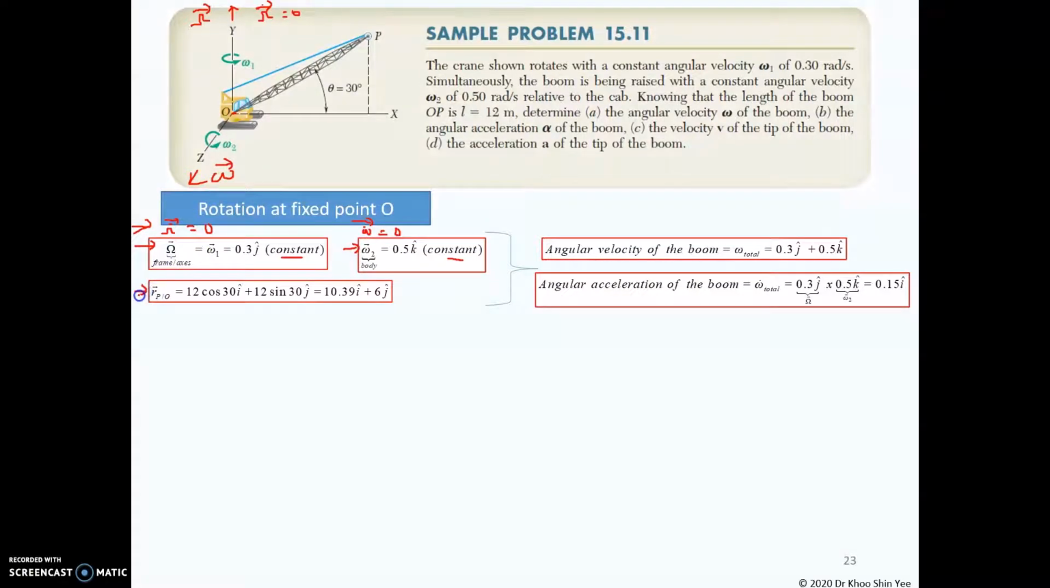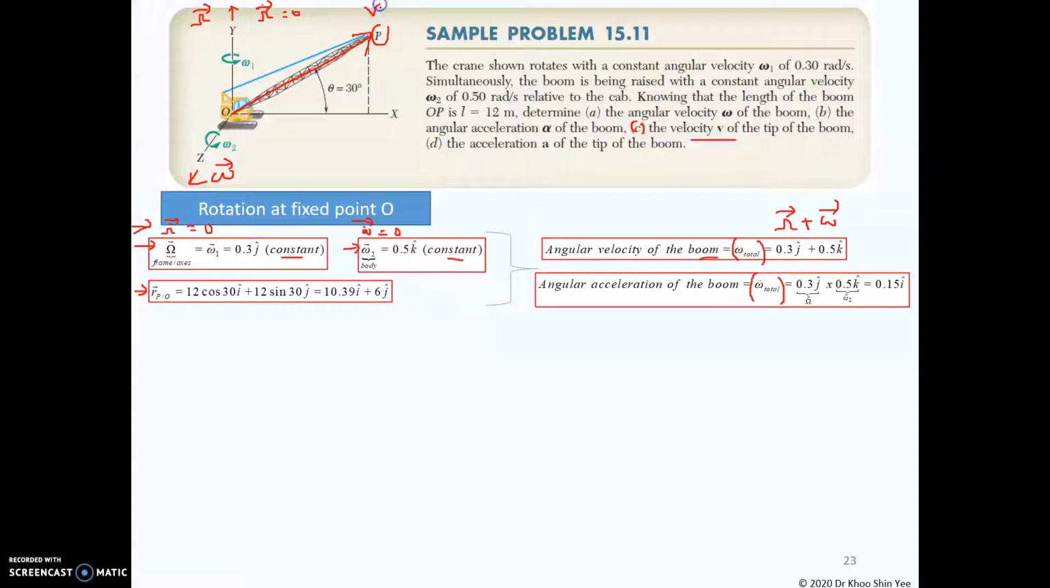Also, you succeeded in obtaining the displacement vector from O to P, which is over here. So this is equal to this answer. And you succeeded in using the Ω plus ω and Ω cross ω to compute the total angular velocity and total angular acceleration of the boom. Next, we want to know the velocity of the tip of the boom, which is over here.